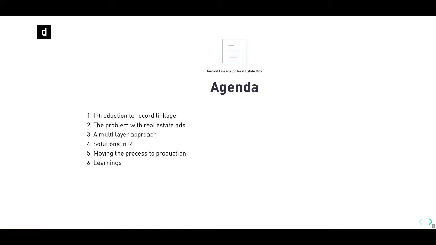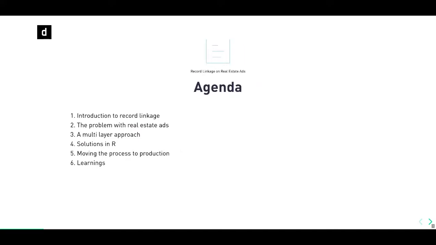So let me quickly go through the agenda for today's talk. I will give you a short pedagogical introduction into record linkage. So what's the problem we are trying to solve? I will talk a bit about our raw data. So what's really the problem with real estate ads? And then I will go through the various steps we use to solve this problem. And of course, at the end, I will try to give some learnings we had while working on this project.